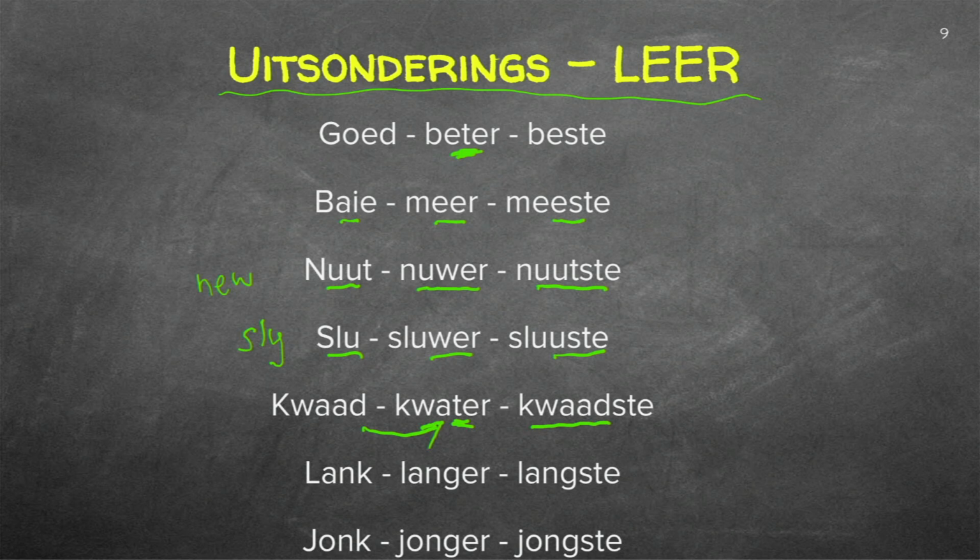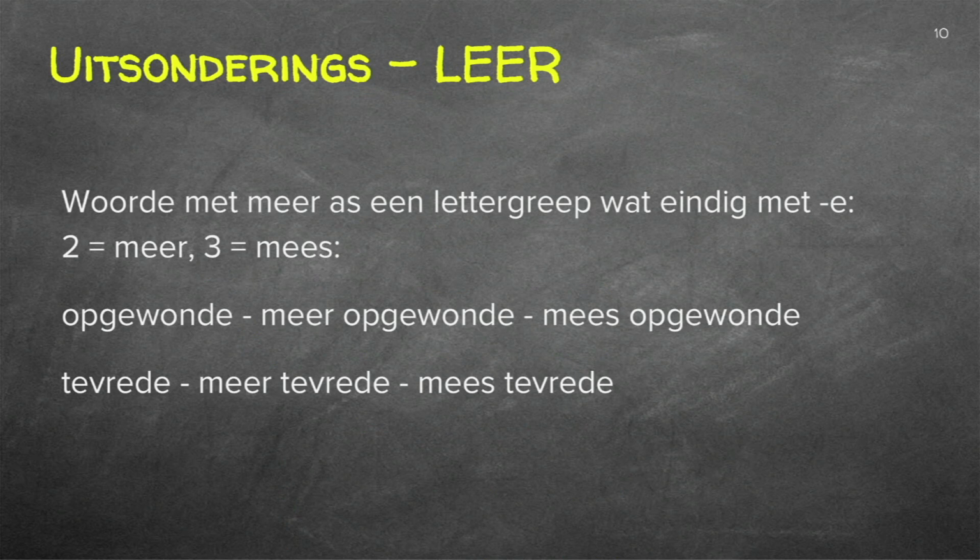Lank becomes langer, the K changes to a G. And then this one does not revert back to the original word in the third step. The G stays and it becomes langste. The same with the word jonk. Jonk becomes jonger, the K falls away, and it stays with that in the third step, and you add your ste.